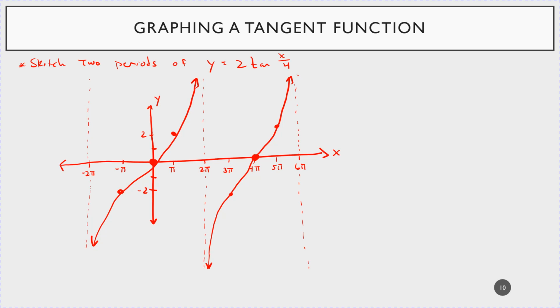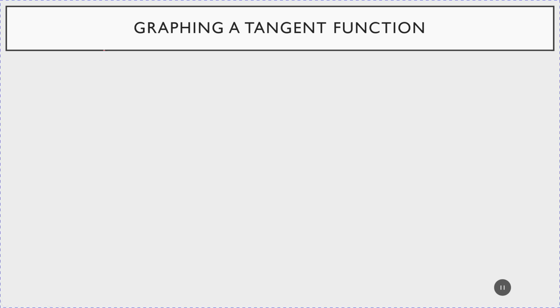All right. Well, let's practice. Let's keep practicing. Let's do 2 other ones. Let's do something that involves a phase shift here. All right, so again, we're going to sketch 2 periods of this. We'll look at y is equal to tangent of x minus pi.